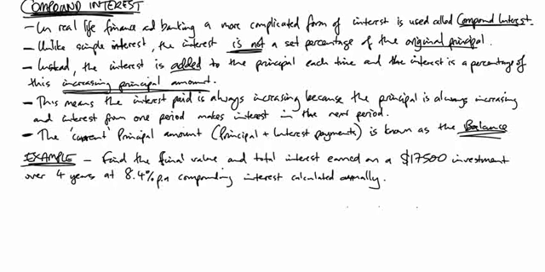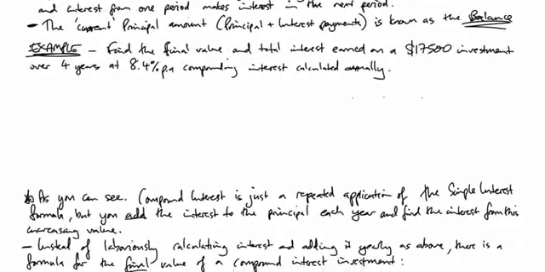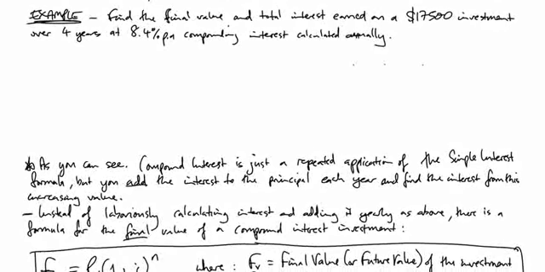So let's work through an example step by step of how compound interest works, because it actually involves a little bit of simple interest. It's just multiple applications, so we have to do it year to year. This question is going to be over 4 years. Find the final value and total interest earned on $17,500 over 4 years at 8.4% per annum, compounded annually.